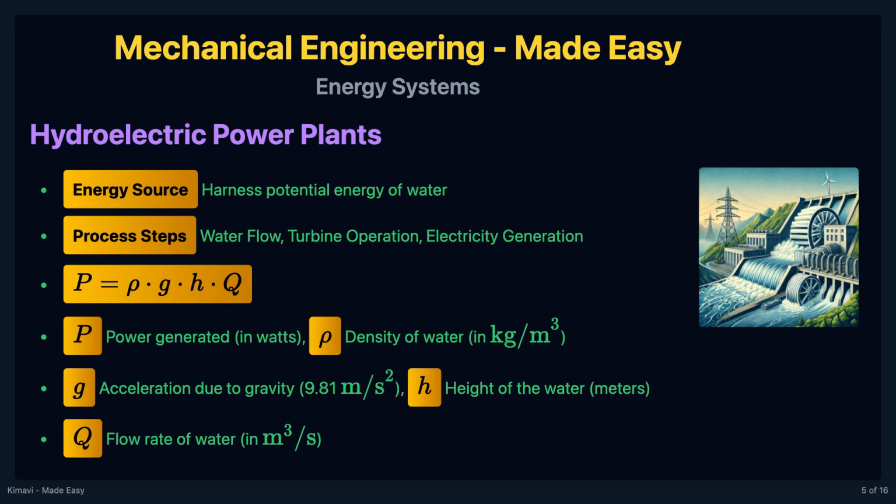Hydroelectric power plants generate electricity by harnessing the potential energy of water stored in a reservoir. The process involves releasing water from the reservoir, directing the water flow to spin a turbine, and generating electricity. The power generated by a hydroelectric plant can be calculated using the formula P equals rho times g times h times Q, where P is the power in watts, rho is the density of water in kilograms per cubic meter, g is the acceleration due to gravity, h is the height of the waterfall in meters, and Q is the flow rate in cubic meters per second.